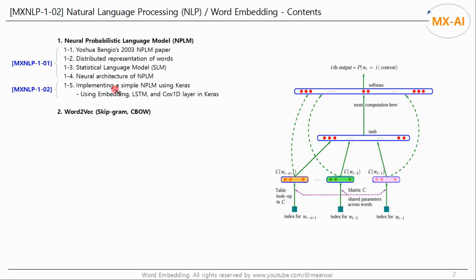In this video, we will implement a simple NPLM using Keras. First, let's implement the original model presented in the paper discussed in the previous video using Keras. Next, let's implement the NPLM using Keras Embedding layer. Finally, let's implement this model using LSTM and CNN.